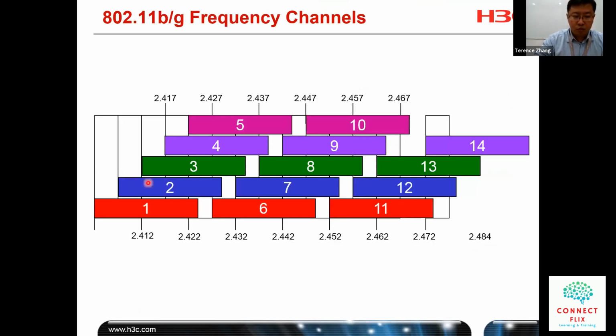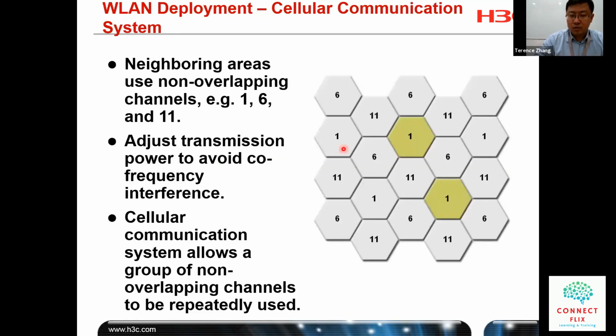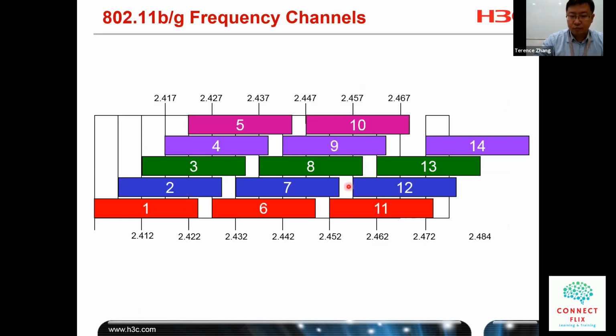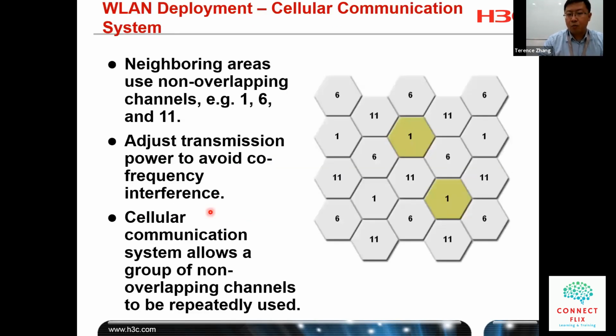Back to this channel image, right? For example, 1, 6, 11 do not overlap at all. 2, 7, 12, 3, 8, 13, and so on. So you could choose to use these frequencies. For example, on this map, 1, 6, 11, right? So when you design a network between neighboring areas, you could use 1, 6, 11 or 2, 7, 12. As long as they do not overlap, right?